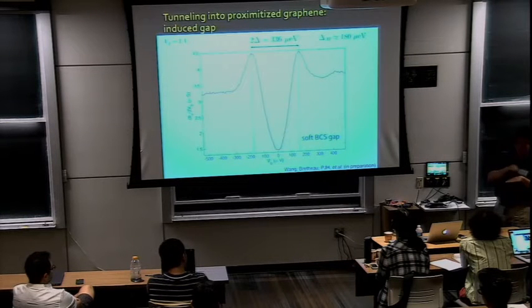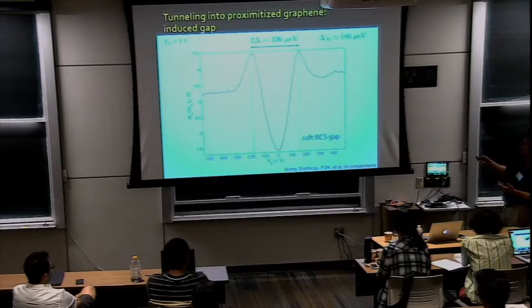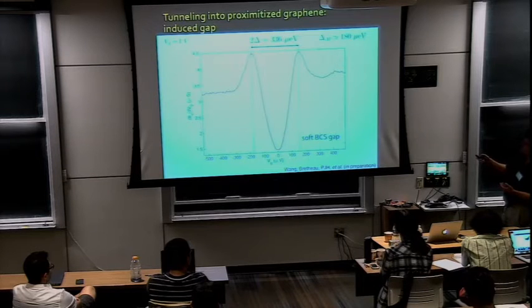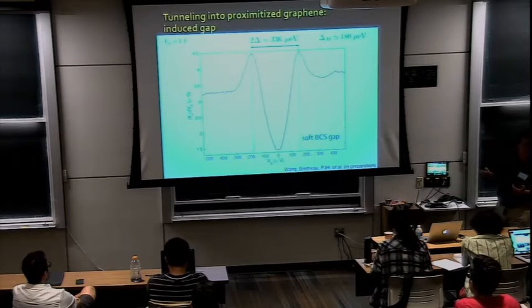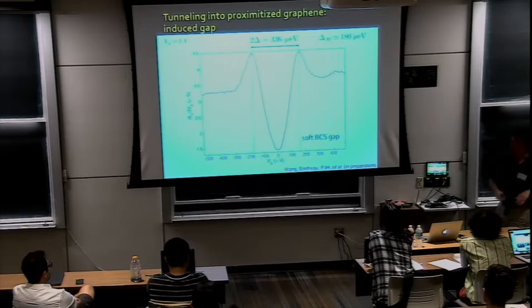The graphene is proximatized. It has a gap. This gap is 2 delta. This gap 2 delta is about 340 microelectron volts. It's consistent with aluminum. 2 delta for aluminum is 360 microelectron volts. So the gap is a bit smaller, as you would expect from something which is proximatized, okay? And it's very much consistent.